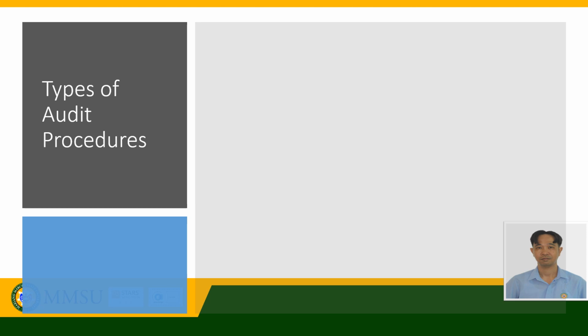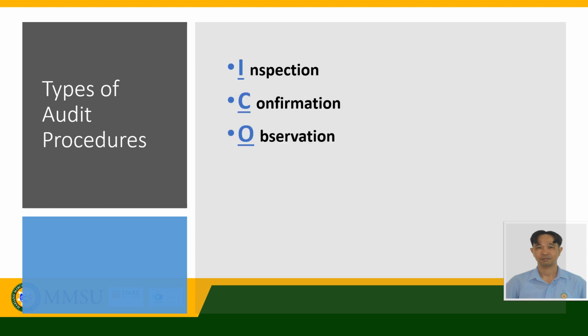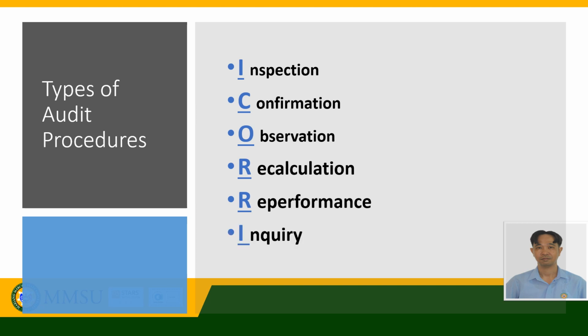Now let us learn about the different types of audit procedures. The acronym to be remembered is E-Korea. E-Korea. I for inspection, C for confirmation, O for observation, R for recalculation, another R for performance, I for inquiry, and A for analytical procedures. The acronym again is E-Korea.